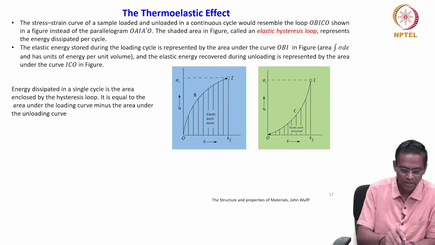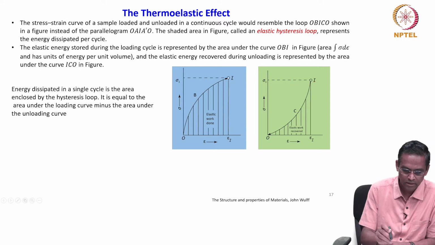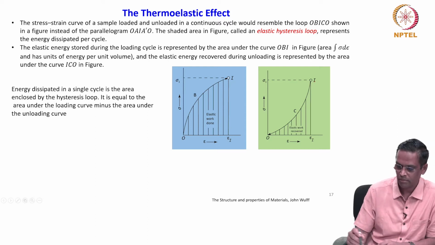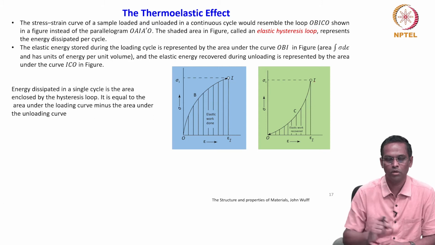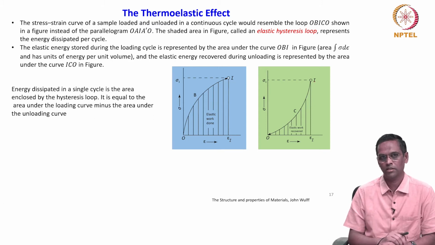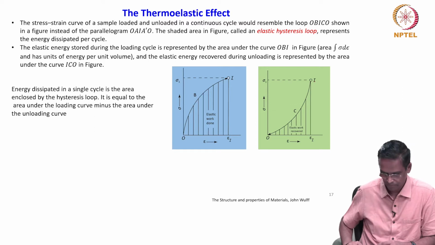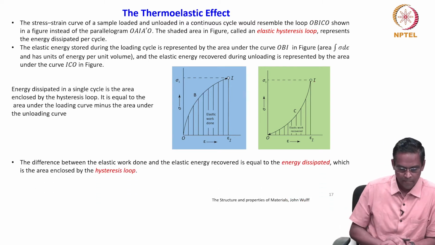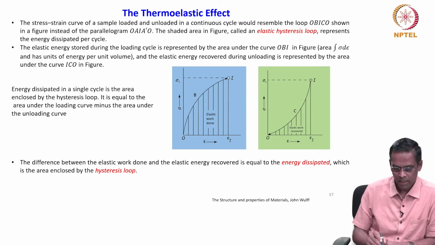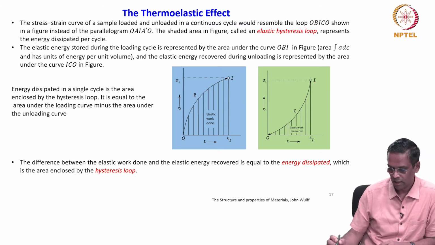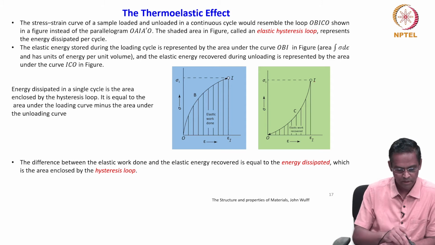The energy dissipated in a single cycle is the area enclosed by the hysteresis loop. It is equal to the area under the loading curve minus the area under the unloading curve. So, this minus this will give the small hysteresis loop which I just showed in the elastic hysteresis loop. So, this is what is written here. The difference between elastic work done and the elastic energy recovered is equal to the energy dissipated, which is the area enclosed by the hysteresis loop.